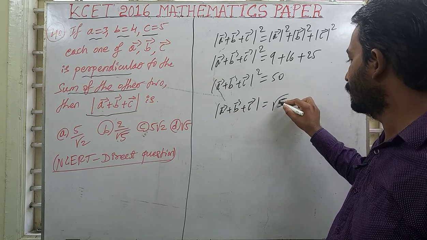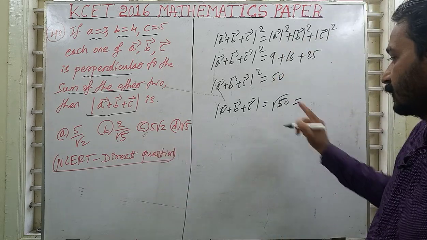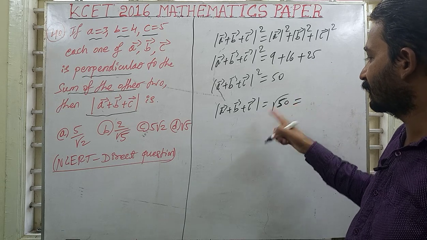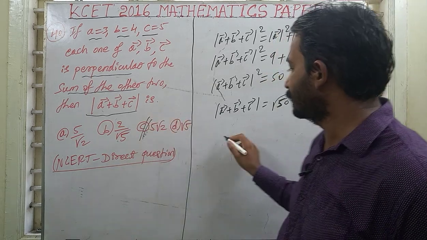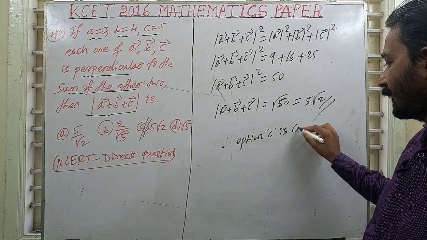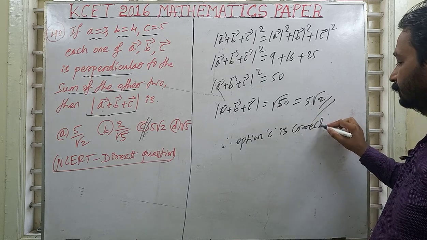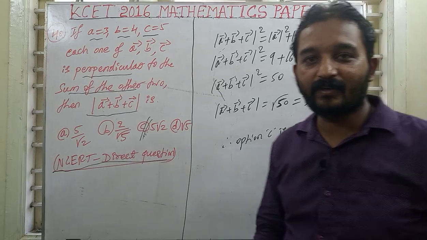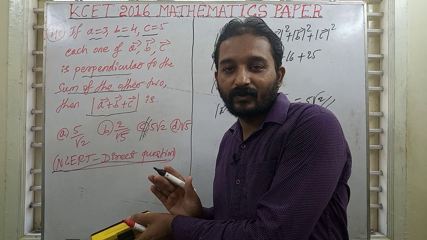This is not the final answer, because we need to simplify it. 25 twos are 50, so square root of 25 is 5, giving 5 root 2. So 5 root 2 is the answer. Option C is correct in this case. This is an NCERT direct question. All the students attend this question easily because they have already solved it in the NCERT textbook. So take note.